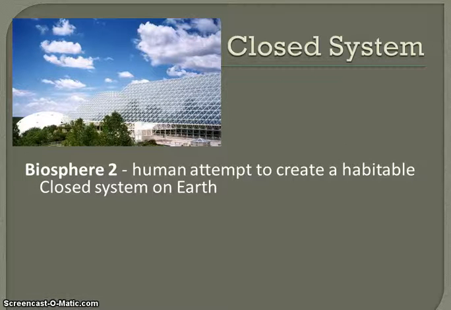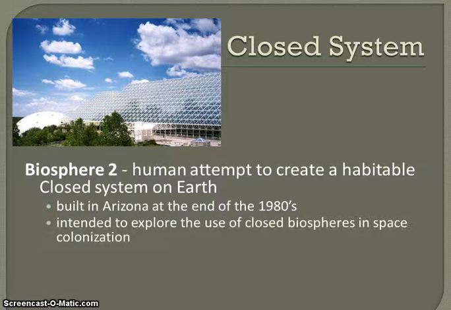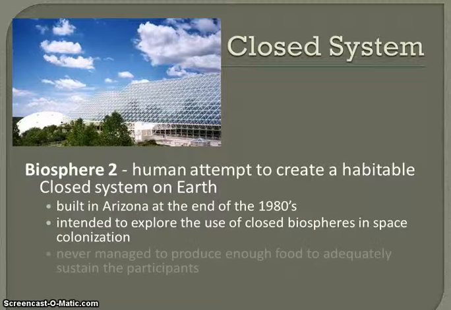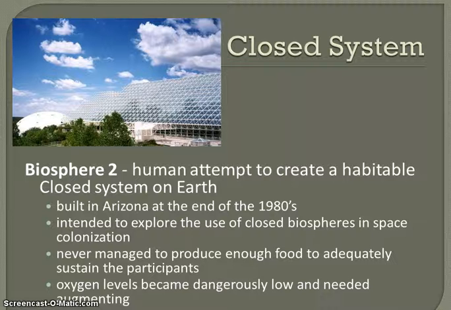We have made several attempts to create closed systems on Earth. Biosphere 2 is one example. We have yet to be successful. This particular one was built in Arizona at the end of the 80s. And the idea was that if we could create this on Earth, then we could transfer that technology to the moon, another planet, because at this rate we're going to use up Earth's resources. The problem was they never were able to produce enough food to sustain those that lived inside, and they often had issues with the oxygen levels as well. So we haven't perfected this as yet, so we still are struggling with creating a closed system within Earth.